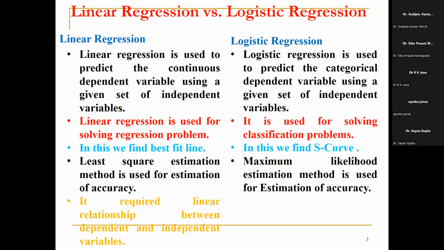Linear regression requires a linear relationship between dependent and independent variables. This is the most important assumption behind linear regression, that the relation between dependent and independent variables must be linear. But in logistic regression, that is not mandatory. We never check the linearity between the dependent and independent variables. That means in logistic regression, the assumptions are far fewer compared to linear regression. Anytime if you face any problem, just raise your hand, and we'll discuss more details on that.